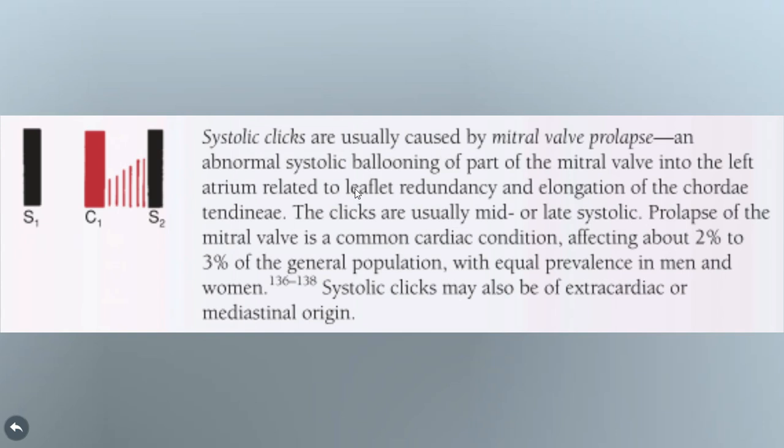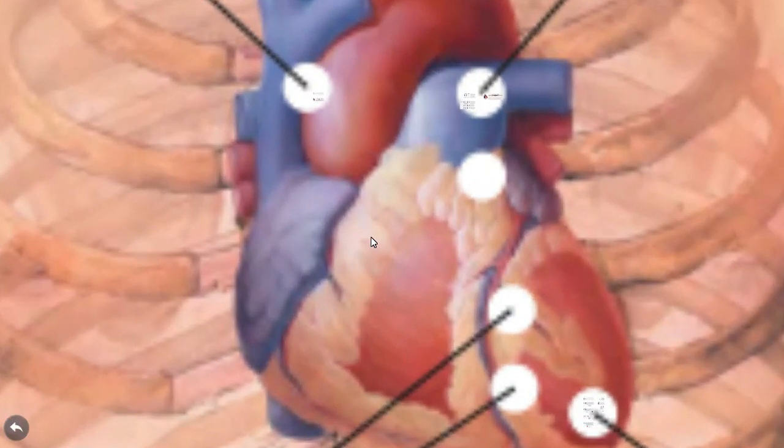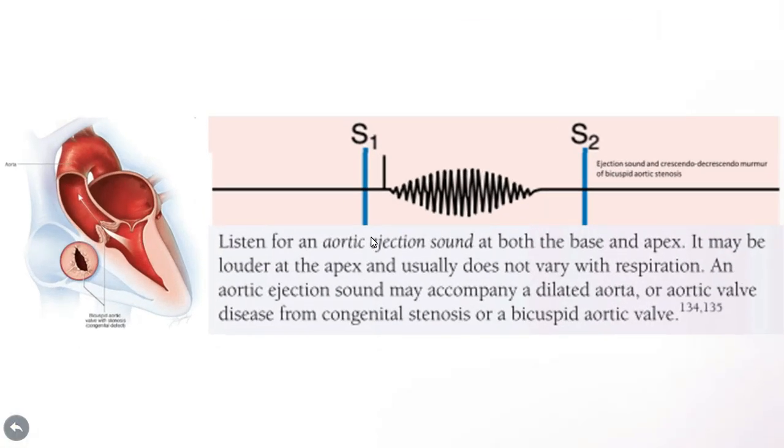Systolic click is usually associated with mitral valve prolapse, and it's followed by a late systolic murmur. The prolapse of the mitral valve produces the systolic click. Ejection click here on the right second intercostal space can be a patient with aortic ejection sound, so either congenital stenosis or bicuspid aortic valve. So this is the ejection click because of the valve, and then it's followed by a murmur.